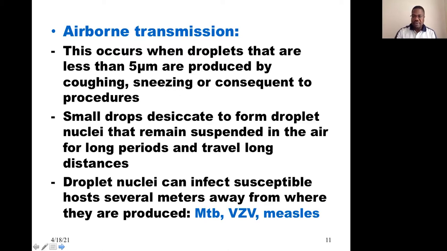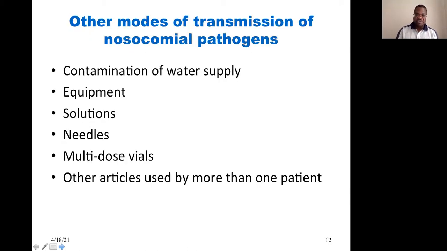varicella zoster virus, and measles, which can be transmitted via airborne transmission, okay? The only way you can prevent this type of transmission is through proper ventilation, cross ventilation, whether natural ventilation, opening windows from both sides of the room to allow very good ventilation. Or if you are doing any procedure, you need N95 respirators that can protect you. It's only N95 respirators that can protect you against this type of airborne transmission.